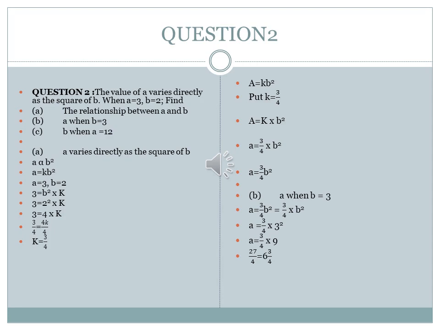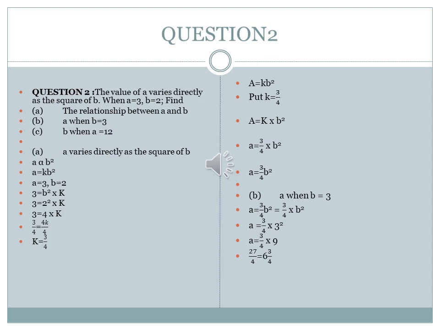So 3 is equal to B squared multiplied by K. So 3 will be 2 squared multiplied by K. 2 squared means 2 raised to the power of 2, which is 2 multiplied by 2, and it will give us 4. So 3 will be equal to 4 multiplied by K. So 3 is equal to 4K. So the coefficient of K is 4. So we have to divide both sides by 4 so that we can cancel out 4. So K will be equal to 3 over 4.